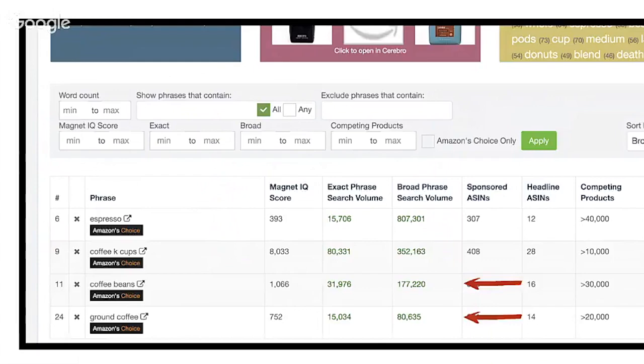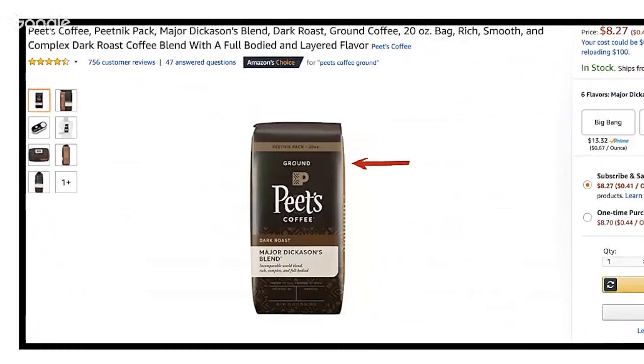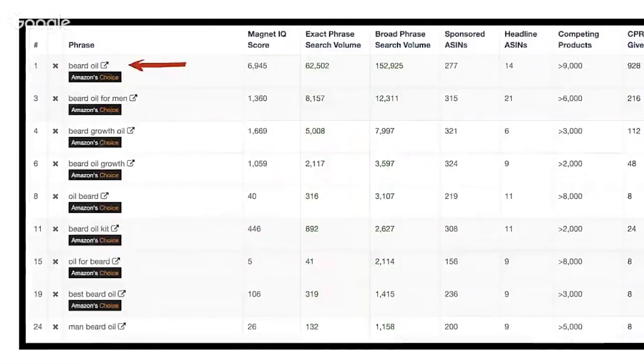So this kind of gives you an indication of how to see these keywords, how to make them into a campaign. So as you have your product pages, you're gonna have a whole bean page, you're gonna have a ground page, you have a K-cup page if you have the product.